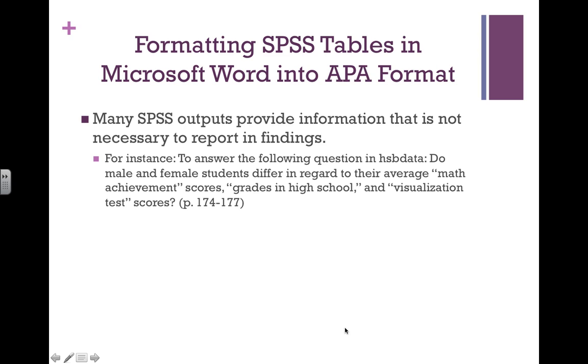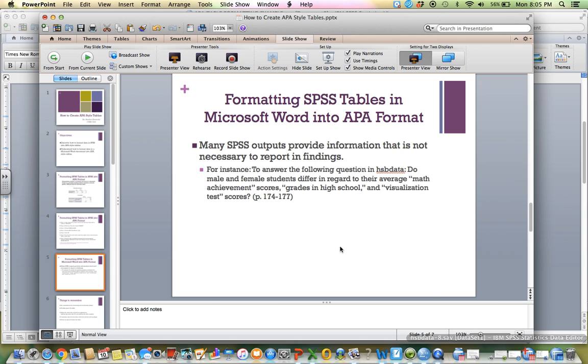Moving on to formatting SPSS data in a Microsoft Word document into APA format. Many SPSS outputs provide information that's just not necessary for us to report in findings. For instance, when I put in the question, do male and female students differ in regard to their average math achievement scores, grades in high school, and visualization test scores, I got a data set that looks like this.